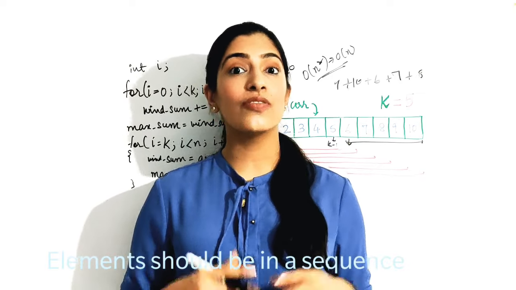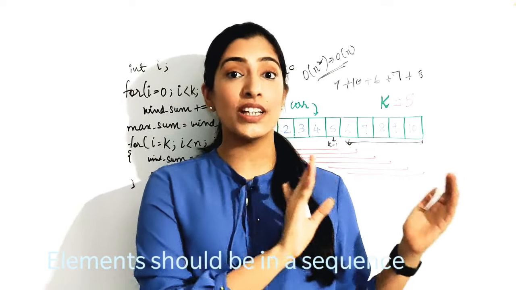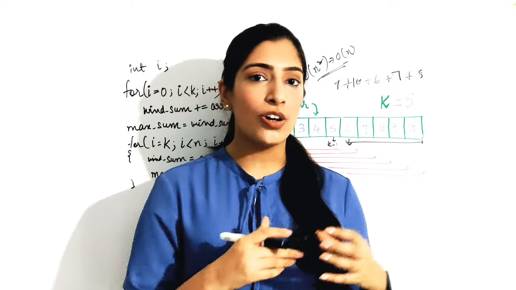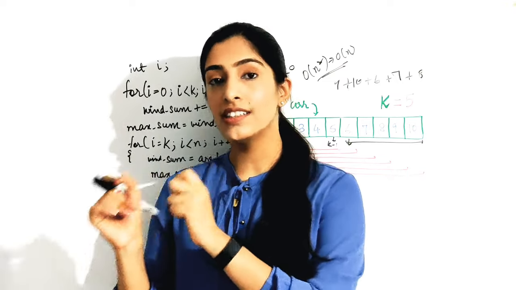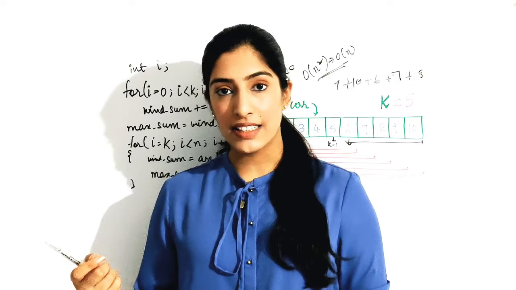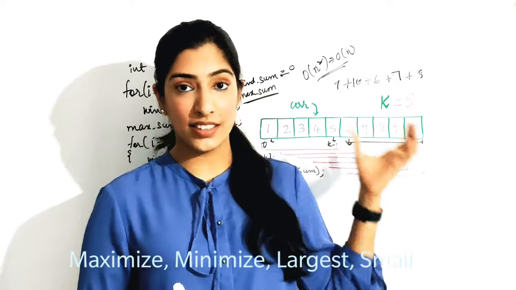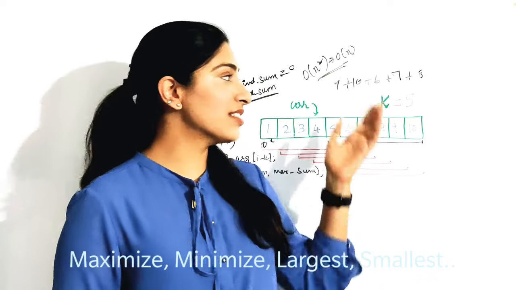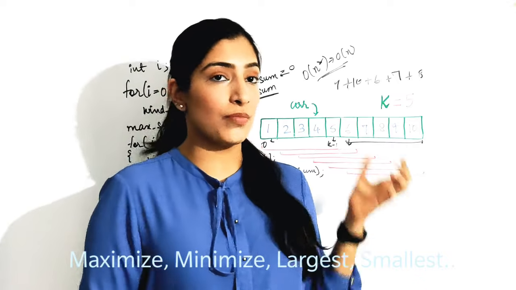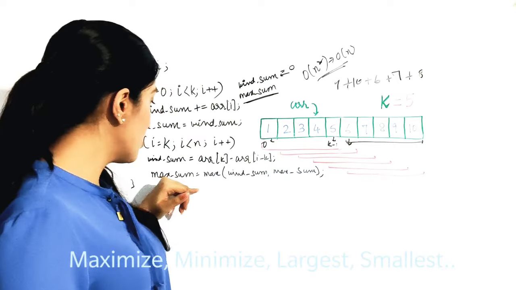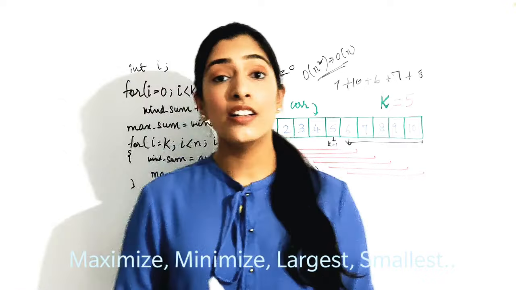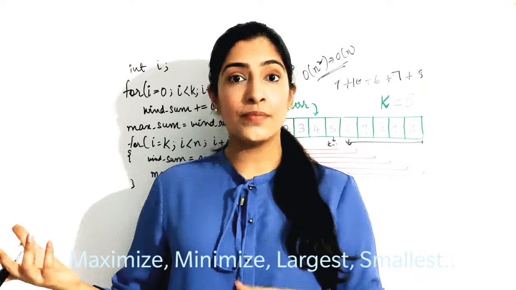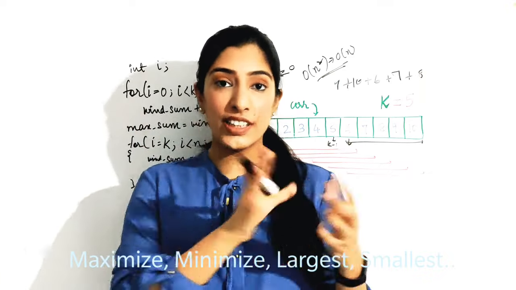So the first point in window sliding technique is that the elements should be continuous in a sequence, right? The second point is that while solving the question, we are trying to achieve one state. Now we could be maximizing something, like in this case we were maximizing the sum. We could be minimizing something. Like in this case, the question could have been just minimize the sum, right? Find the minimum sum of k consecutive elements. Then here we just would have to check the minimum value, right? So we could be maximizing something, minimizing something. We could be finding longest something, shortest something, or we could be checking if it contains something.